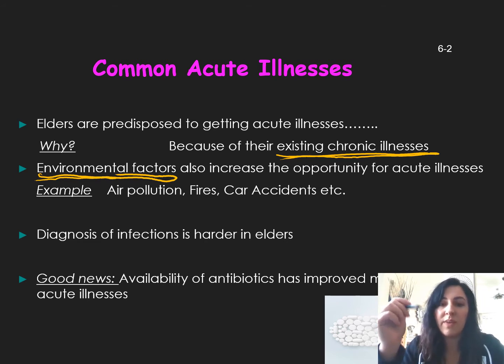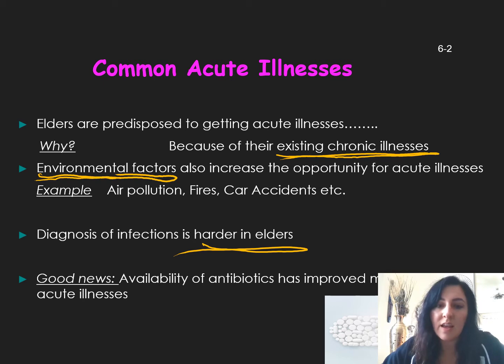Okay, so diagnoses for infections are actually harder in older adults. Okay, and then the availability of antibiotics and a lot of other medications and things like treatments for acute illnesses are definitely more common. Okay, so it's a lot easier, I guess, if you will, to treat acute illnesses than it would be for chronic, although chronic is long-lived, and that's more of a maintenance thing, because you're probably going to be stuck with it forever. Okay, and then acute illnesses, typically you're not going to be stuck with an acute illness forever. It's going to be very short-lived.